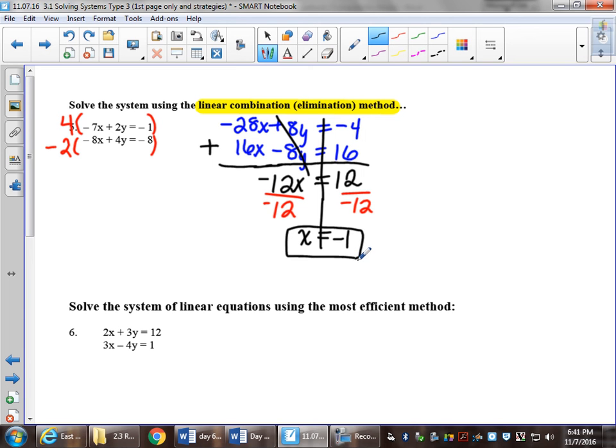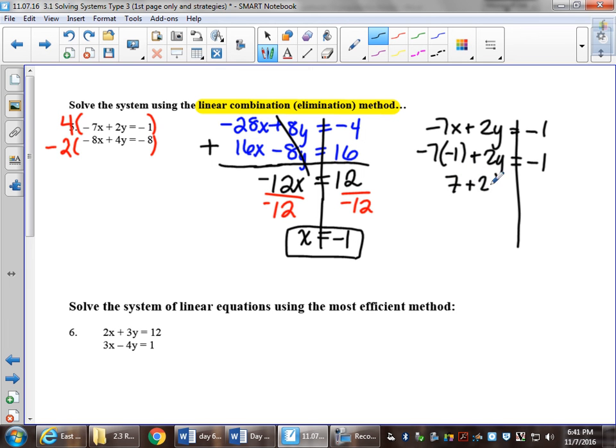Now that I have x, we need to go find y. Remember, we're going to substitute into one of these original equations. It does not matter which one. So I'm just going to choose the first one. Maybe you choose the second, that's fine. So negative 7x plus 2y equals negative 1. Where I see x, let's substitute in negative 1 plus 2y equals negative 1.